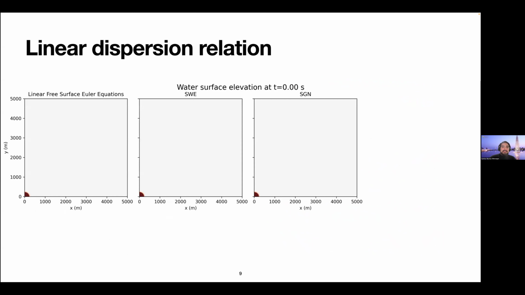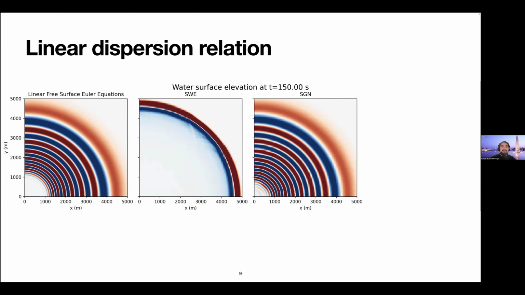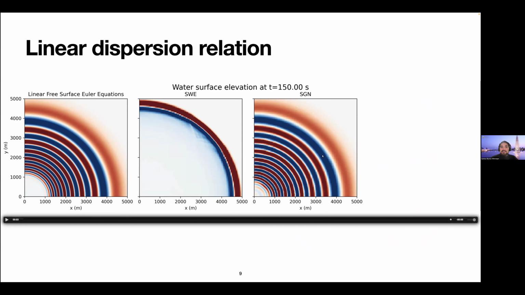This can be more clearly seen if we take, for instance, a radial hump on the surface elevation here at the corner of the domain, and we evolve the system. Here, the depth of the water is very large with respect to the surface elevation, so the behavior of the solution is linear. And you can see that there's a striking difference between SGN and the shallow water equations.